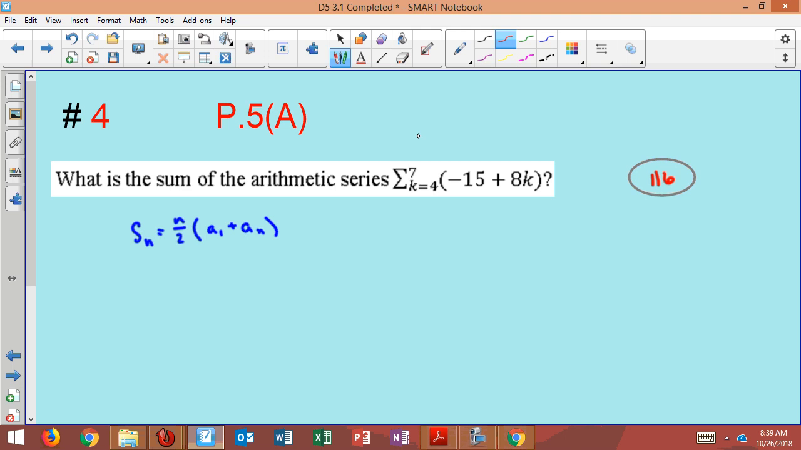Now let's think about how many terms there are here. A lot of people see this and go, oh, there are 3 terms. That's actually wrong. The first term will be when k equals 4. You'll have a term when k equals 4, then another one when k is 5, and then another one when k is 6, and then finally when k is 7. Notice there are 4 terms here. N equals 4. So if you want to do this by hand, you would say there are 4 terms.